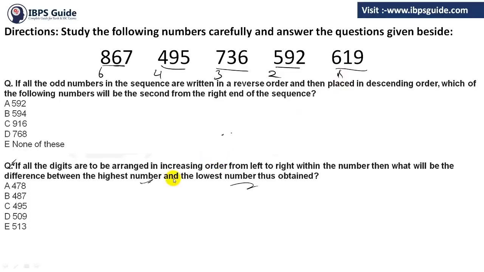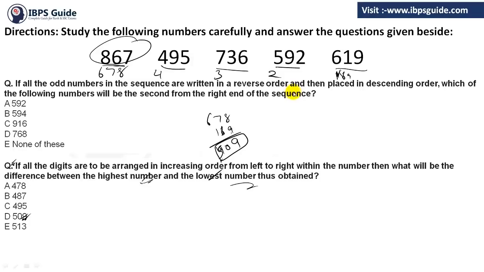Clear? Now we need the highest and lowest number. So the highest number will be formed by this one, that is 6, 7, 8. Clear or not? And the lowest number will be formed by 1, that is 1, 6 and 9. So let's find out the difference between them. So what will it form? 409. Sorry, 4059. That is 509. So option number B. Clear?